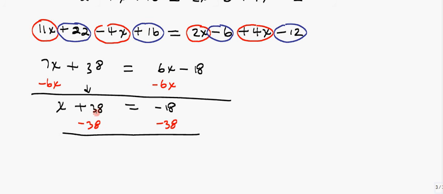So I'm left with x over here, and on the right side, negative 18 minus 38. Again, they're both negative, so I just combine the two, I add them together, and get 56, and they're both negative, so I keep the common sign. So x is equal to a negative 56 is our answer.